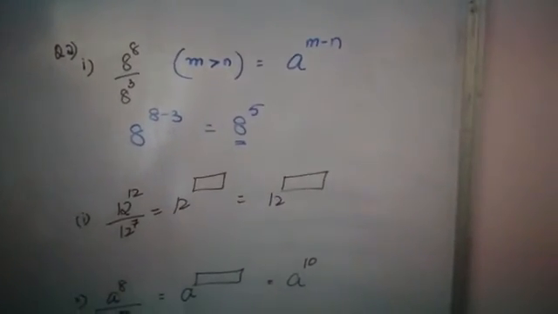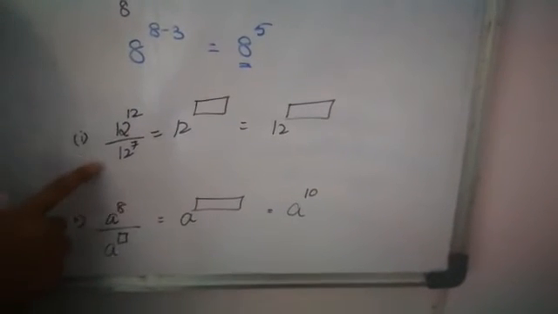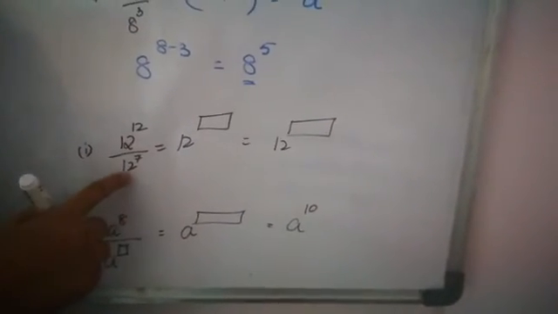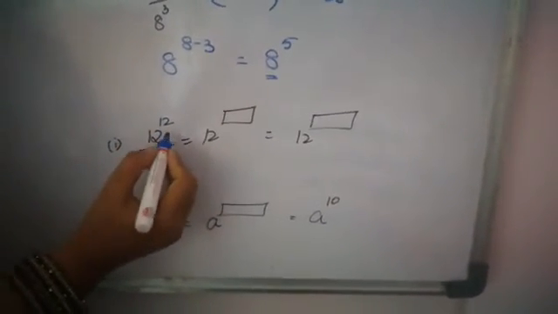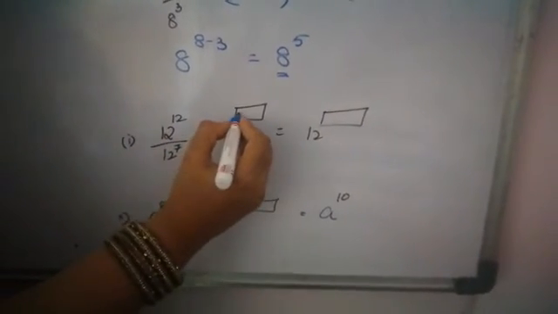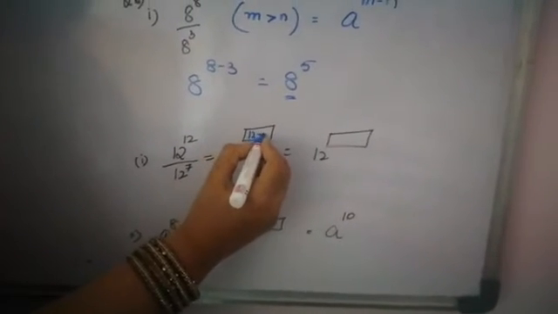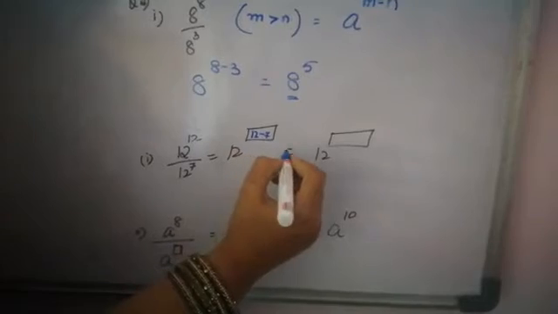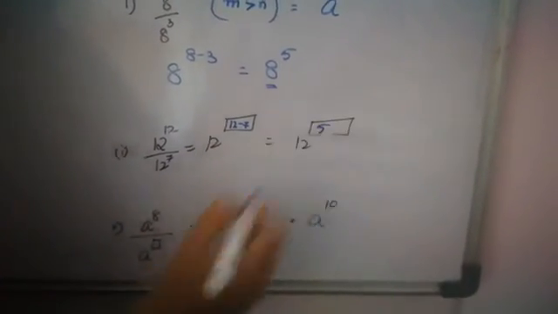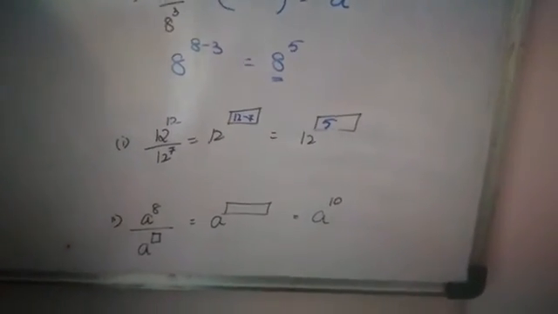Is it fine? Now here in question number 2, first bit is telling 12 to the power of 12, 12 to the power of 7. So 12 to the power of what? m is greater or n is greater? Check it out. m is greater. So 12 to the power of 12 minus 7, m minus n. So 12 to the power of 5. Is it fine?